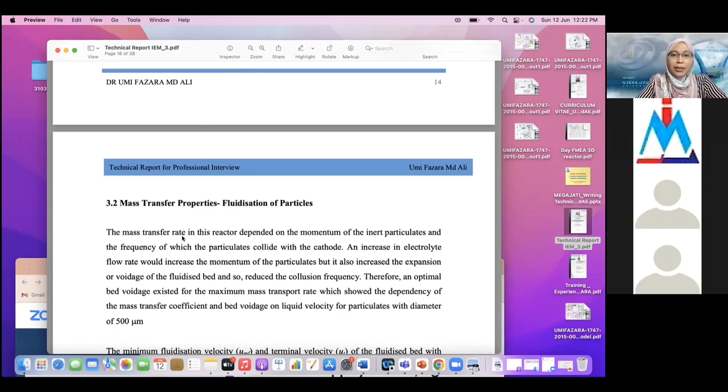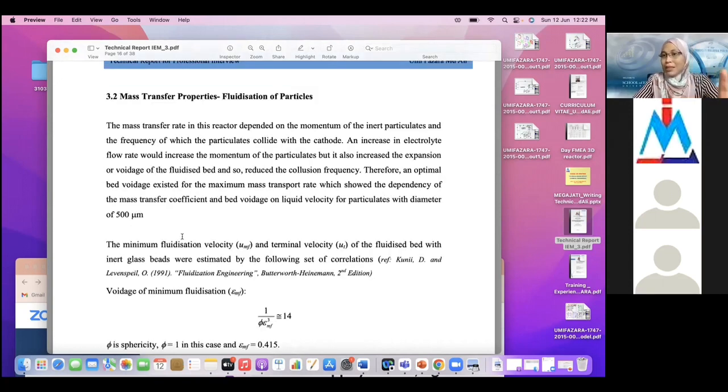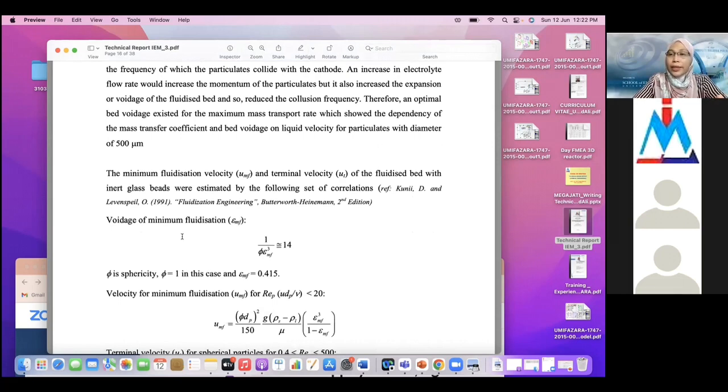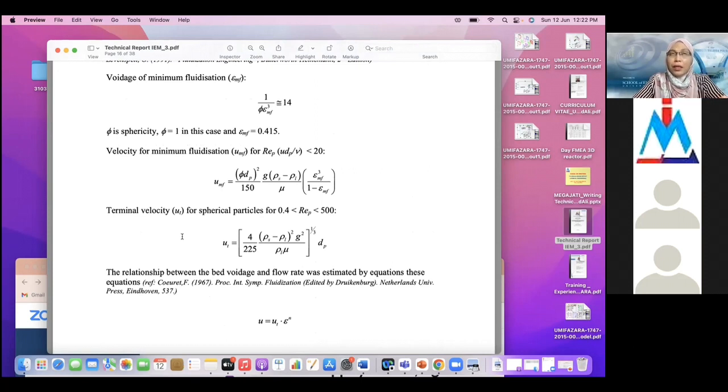Okay. Alright, so mass transfer. Mass transfer rate in the reactor depends on the momentum of the inert particulates. So a little bit of intro, but I come to the calculation. Okay, so all this calculation is included. As I said earlier, if you include fluid flow, of course there is calculation of Reynolds number, using the Reynolds number to determine turbulent or laminar flow, and then Stokes equations. That's why sometimes industrial people, when they solve problems, relate it with the theoretical knowledge.